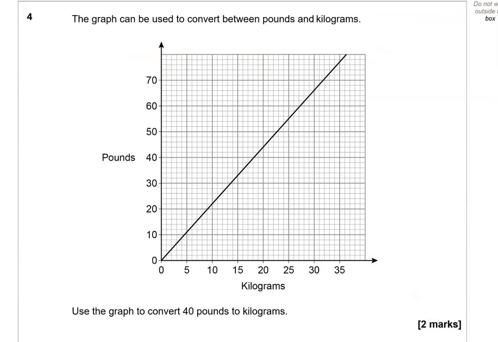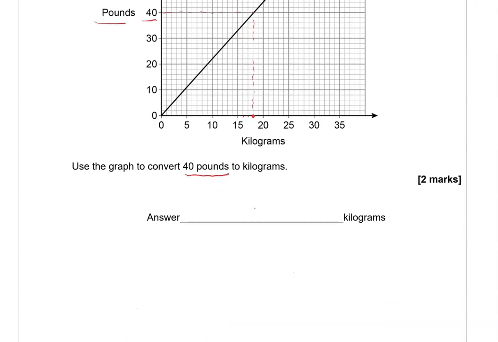The graph can be used to convert between pounds and kilograms. Use the graph to convert 40 pounds to kilograms. There we have pounds, 40 pounds. Going down to kilograms, that is 15, 16, 17, 18. So 18 kilograms.